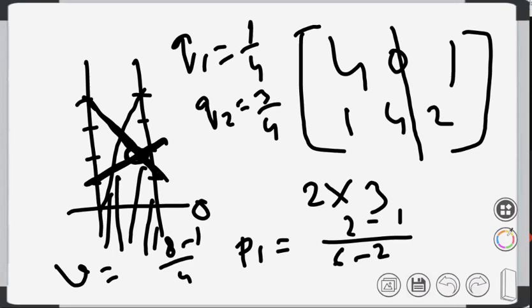So we can use the algebraic formula. Using the algebraic formula, we can get the value of P1 as 1 by 4, and similarly P2 as 3 by 4. We can also calculate Q1 and Q2 as 1 by 4 and 3 by 4, and the value of the game as 8 by 4.